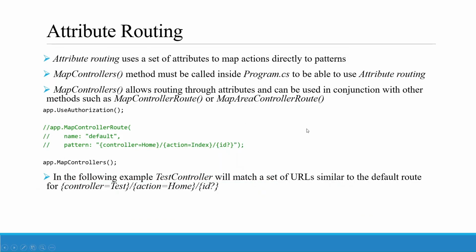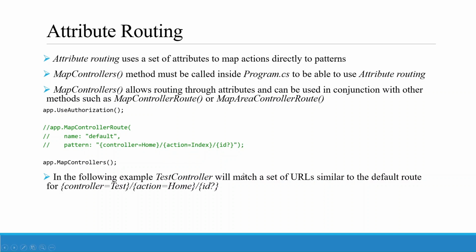Okay, so convention-based routing was a way to define routes. The second way to define routes is using attributes. Attribute routing uses a set of attributes to map actions directly to patterns. In order to use attribute routing, we have to call the method map controllers inside the program class. This method allows routing through attributes and can be used together with other methods like map controller route or map area controller route.